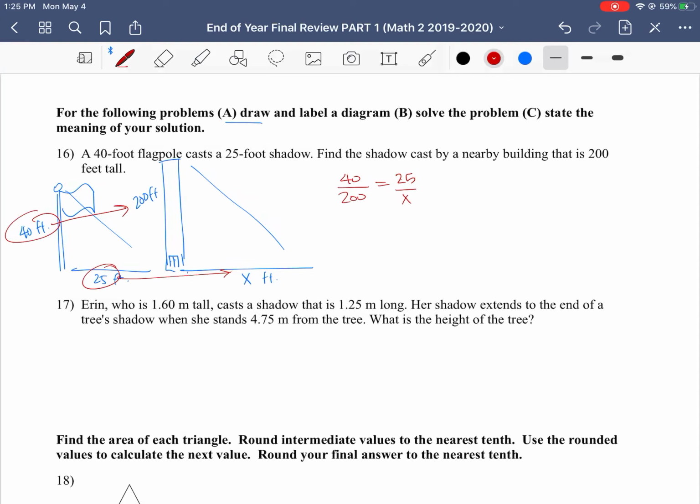And again, we like proportions because if you're more comfortable with doing the flag over its shadow to the building over its shadow, you can do that as well. Your proportions will come out the same. So 200 times 25, that gives me 5,000. And I get 40 times x. We divide that by 40. And it looks like the shadow is 125 feet long.